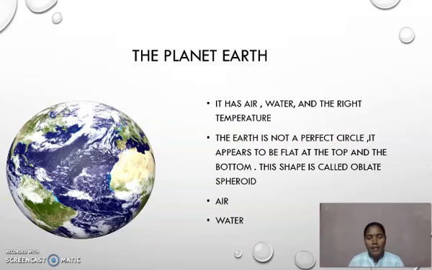So we need air and water. I was talking about air. Air is a mixture of so many gases, and the earth is surrounded by a layer called the atmosphere. And this air contains nitrogen, carbon dioxide, oxygen, too many gases. But what is necessary for the human being is mainly oxygen.